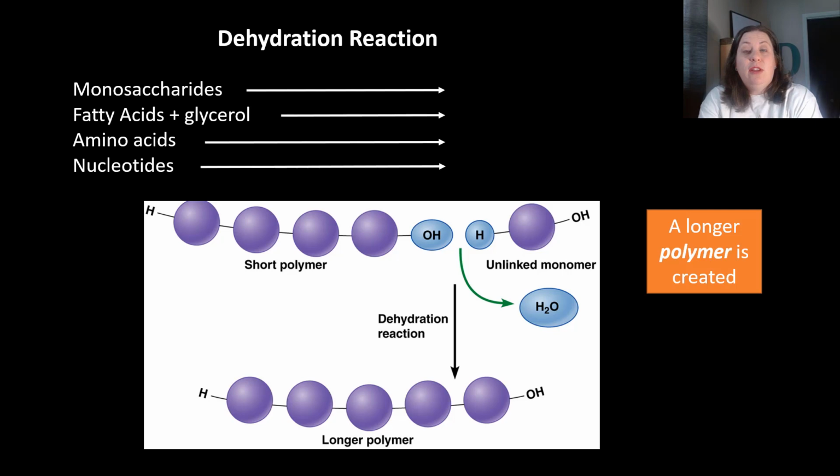So over here, if we look at dehydration reactions, we're going to start with the building blocks, the monosaccharides, and we are going to bond them together by removing water. This creates polysaccharides. If I have fatty acids plus glycerols put together, I end up with lipids. A chain of amino acids forming together forms a protein, and then the nucleotides coming together make the nucleic acids.